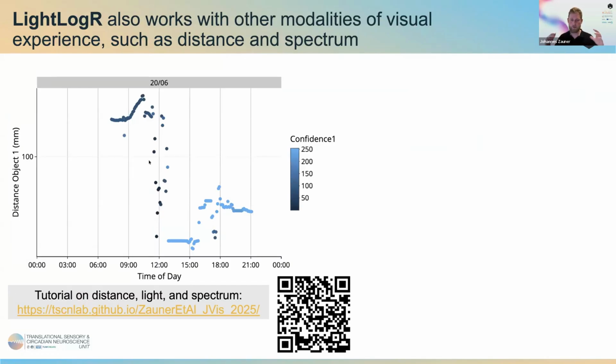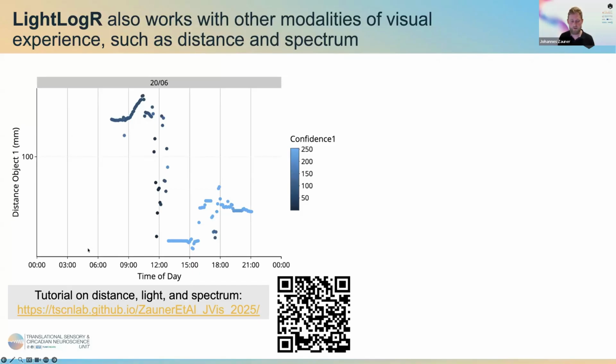LightLogR is developed with light exposure and light exposure variables in mind, but it is not limited to light. So if you are interested in other aspects and in ocular health, for example, there are a lot of different variables that are of interest. For example, distance, spectrum. In other contexts, it might be activity that is also recorded with your data. LightLogR has got you covered there. You just have to change the defaults because we are doing a beginner track today. We are more interested in the overall process, so we won't go deep into different modalities of variables.